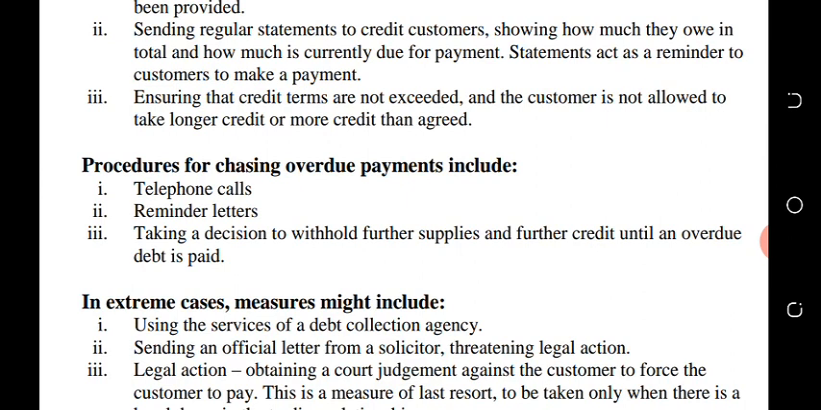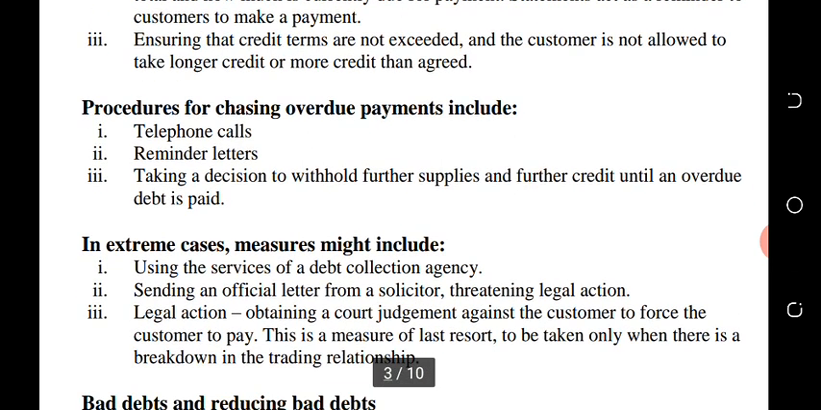Now, you've already dispatched the goods to them, giving them the credit period. The credit period is now lapsed, so they are now overdue. So how will you collect the overdue payment? One, telephone calls. Always call them. Two, reminder letter. Always send them a reminder letter. Three, taking a decision not to make further supplies and further credit until an overdue debt is paid. So stop any transaction with the customer until they pay their account.